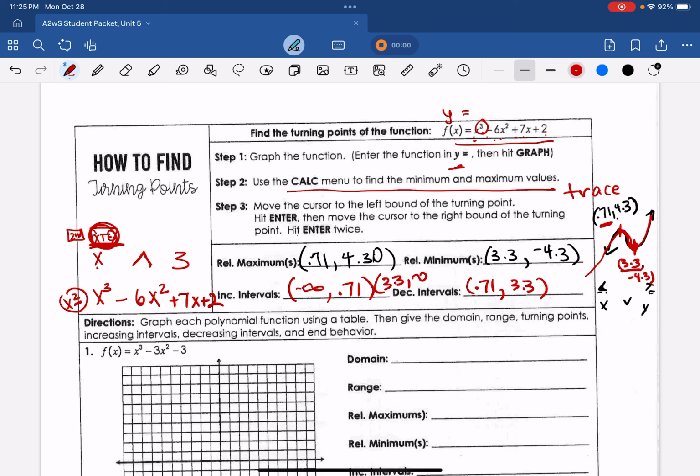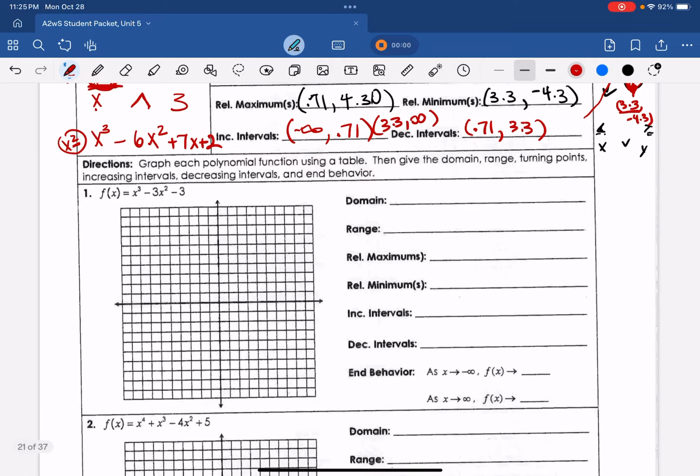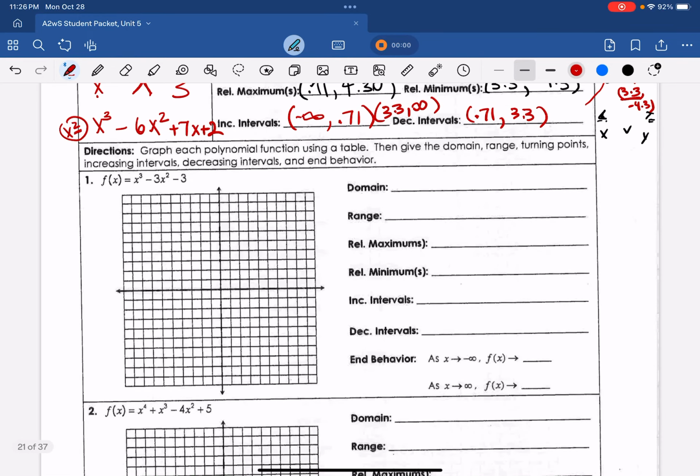And it keeps increasing until positive infinity. Okay, so this is how we determine our increasing intervals and our decreasing intervals. So we'll practice one more right now. Okay, all right, so go ahead and go back to y equals on your calculator.